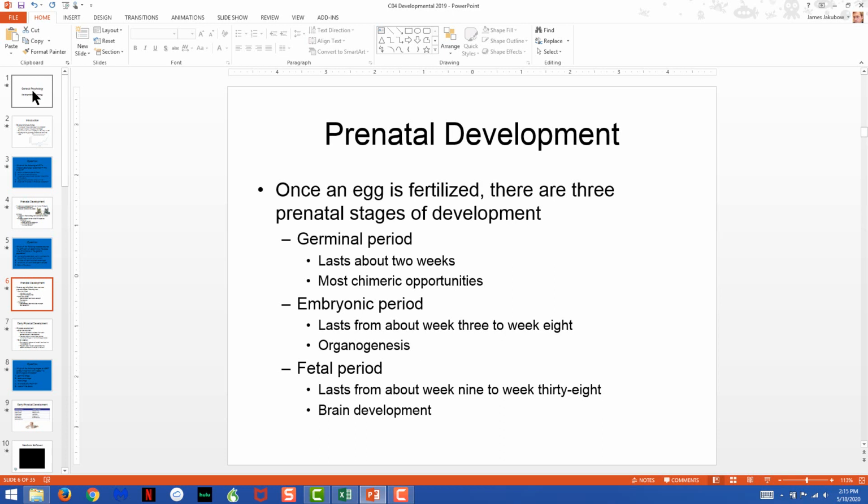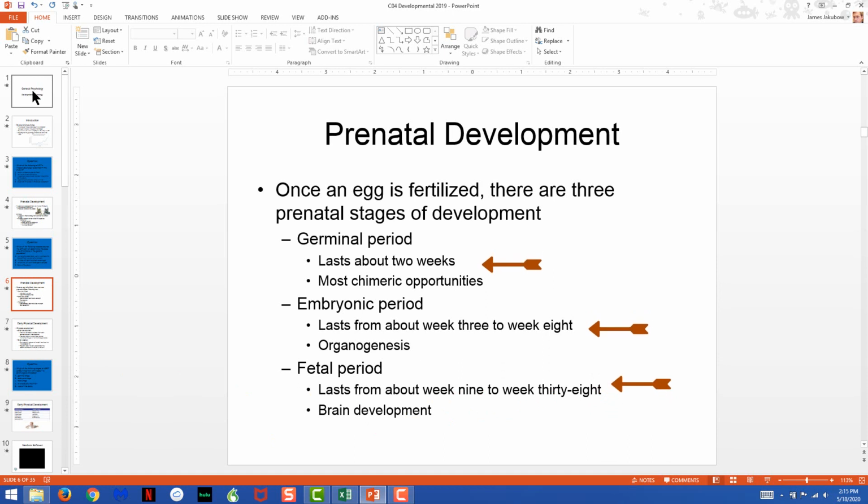In this case, these 3 prenatal stages of development give us different components of relevance with respect to the developing fetus. The 3 stages of prenatal development are called the germinal period, the embryonic period, and the fetal period. The germinal period runs about 2 weeks. The embryonic period will run from about week 3 to week 8, and the fetal period will run from about week 9 to week 38.